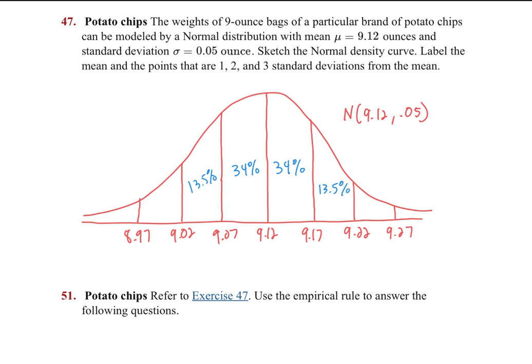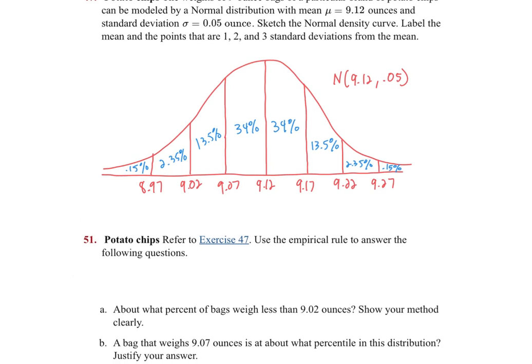This is symmetric. Okay, the next section will be 2.35%. Okay, and then all this section to the left and to the right forever, all together is 0.15%. So pretty small. So when you get outside of 3 standard deviations, there's very little of the data. If your data follows a normal distribution, very little of the data is outside of 3 standard deviations from the mean. So, all right, let's use this for the problems down below.